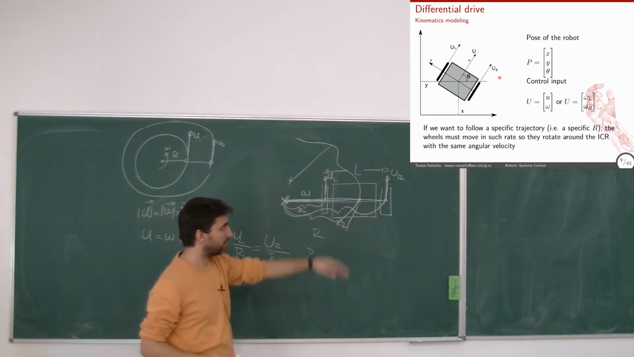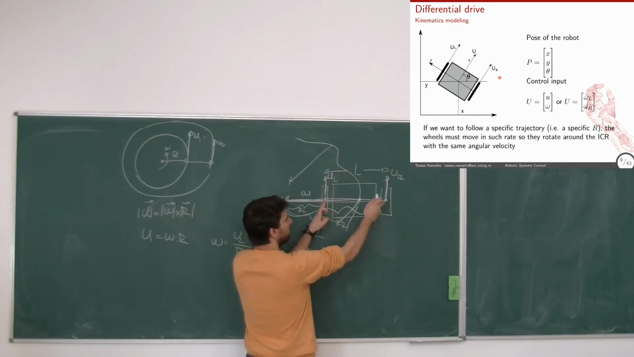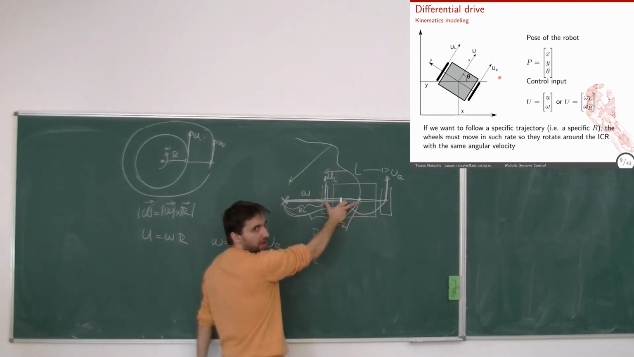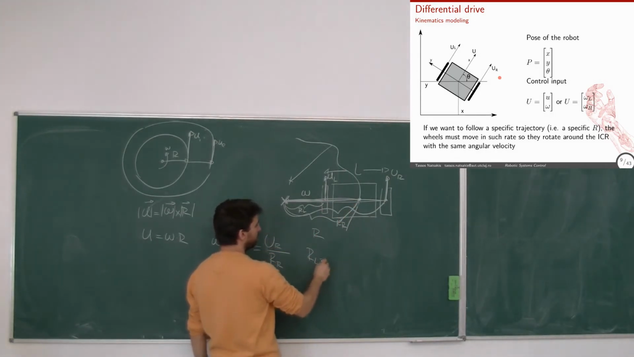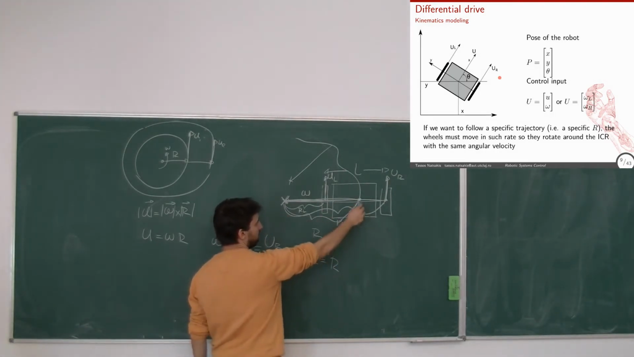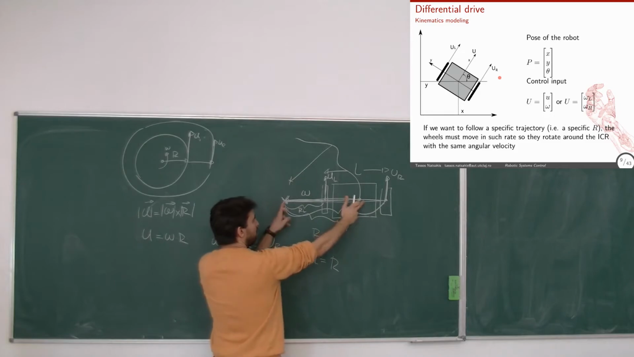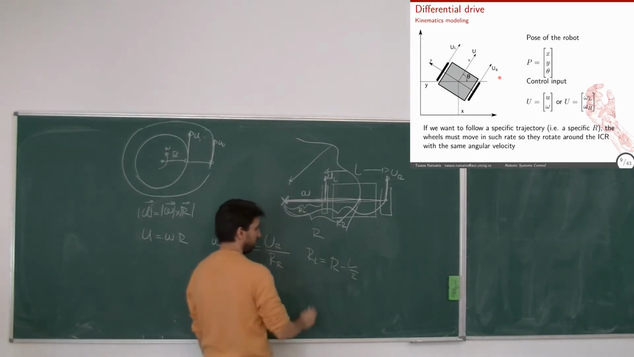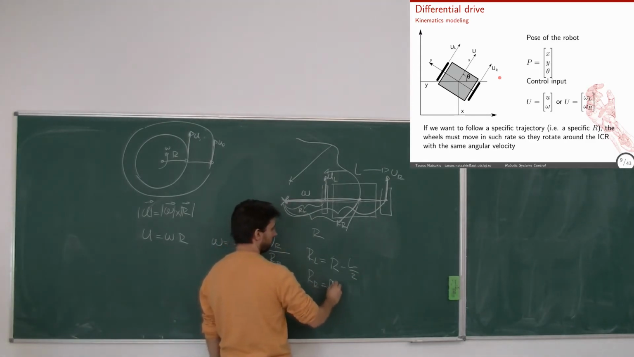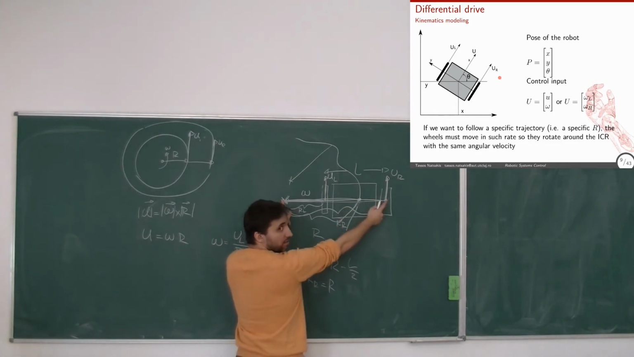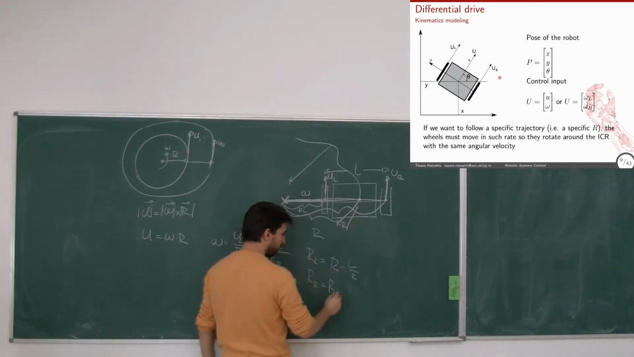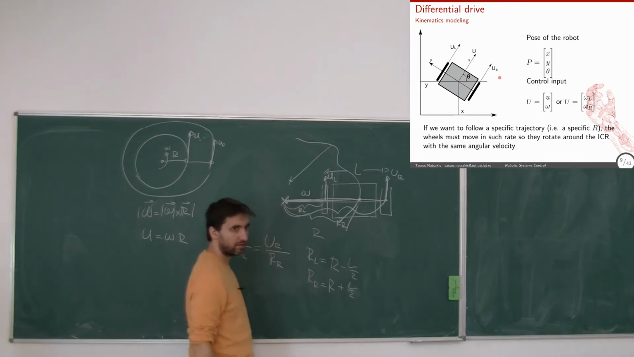Too many things here. I have a drawing, you will see it clearer. So if I know that this distance is L and the trajectory is from the middle, I know that this segment is half of L, L over 2. So RL would be R, and then what is this? It's the big R minus this. So minus L over 2. And RR would be R plus L over 2. Okay?